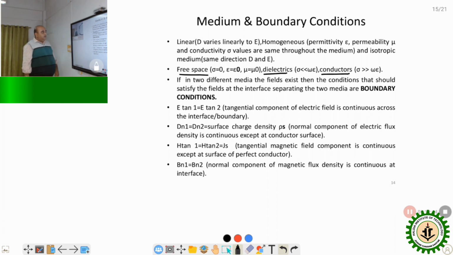Coming ahead, what are the boundary conditions? Suppose you consider this is one separate medium 1, this is one separate medium 2. This is the border, the edge, which is known as the interface. What are the conditions that govern the electric field as well as the magnetic field regarding the tangential component or the normal component of the field? That is mainly what is meant by the boundary conditions.